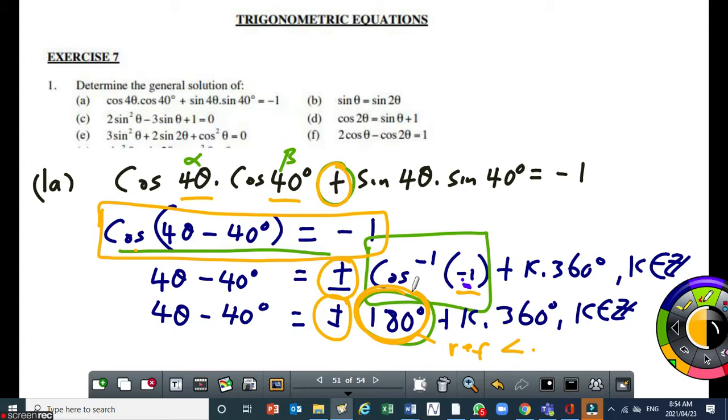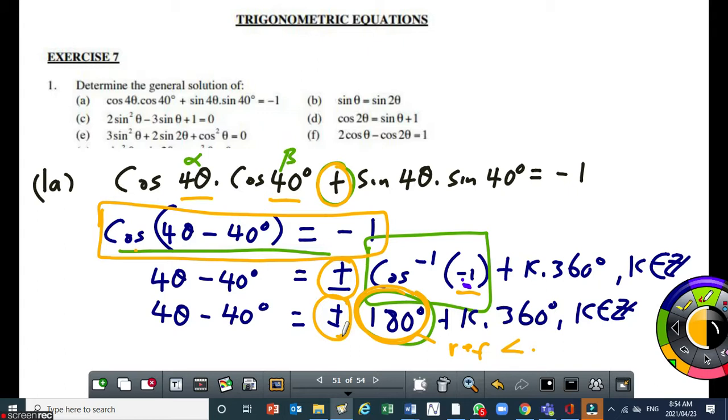Okay? Then from here now, you need to split this equation into two, the positive 180 and the negative 180 separately, so that you can be able to solve for theta. Be aware that there are two equations here because of this plus or minus. Okay, so I'm going to split it up into two on the next page.